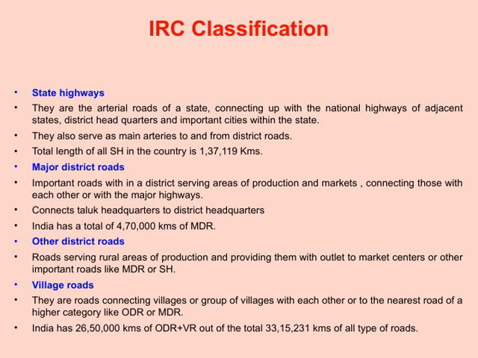Then we have other district roads, which primarily serve rural areas. These roads provide outlets for agricultural produce and connect villages to market centers or to larger roads like MDR or SH. Finally, village roads are the local connectors, linking villages or groups of villages to each other or to higher category roads like ODR or MDR. Out of the total road network, India has about 26.5 lakh kilometers of other district roads and village roads, which makes up a significant portion of the overall 33.15 million kilometers of roads.